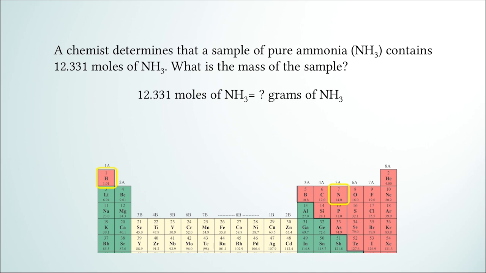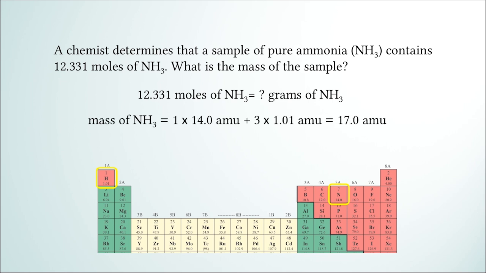Well, we're given the moles and asked for the mass in grams. So we need to do a conversion. We need the relationship between grams of ammonia and moles of ammonia. So let's first find the molecular mass. 1 nitrogen atom times 14.0 AMUs plus 3 hydrogen atoms times 1.01 AMUs equals 17.0 AMUs. So we can say that 17.0 grams of ammonia equal 1 mole of ammonia.